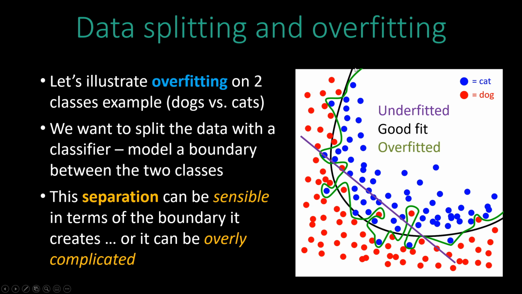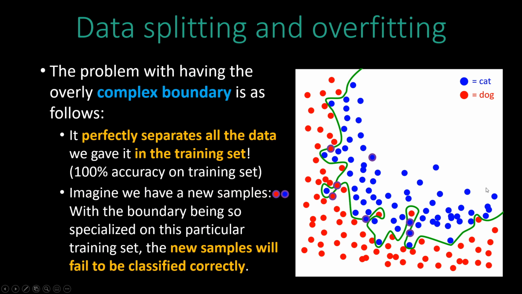The good fit would describe some hypothesis which splits the data in a not too complicated way, and then we would call something like overfitted this line, which, if you notice, maps the data perfectly, so it splits the two categories completely perfectly. However, we can see that this boundary is just crazy. The problem of having too complex a boundary is that we have been able to fit all the data perfectly from the training set.